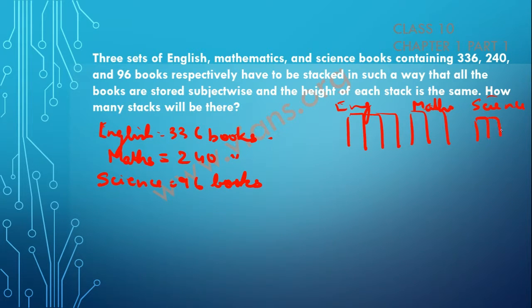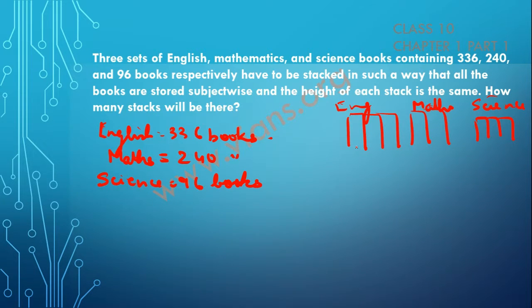So there could be like 1 or 2 or 3 or whatever it is, but they have to be stacked in such a way that all the books are stored subject wise. So in the English stack you shouldn't have maths books, so you can't combine them, and then the height of each stack is the same, okay. Height of each stack has got to be the same. How many stacks will be there?